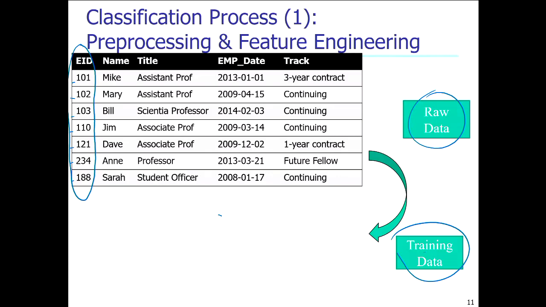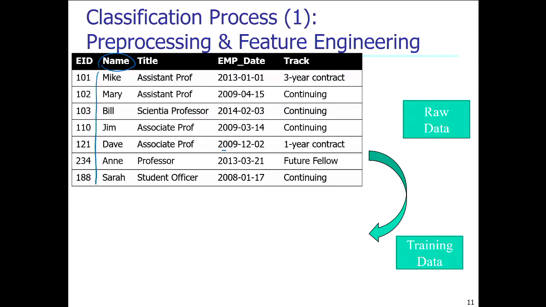So you can think about that this is our object. Our object is a tuple, and we need to extract features. So if we decide EID is most likely, by our prior knowledge, not going to have anything to do with the task we are going to do, we can actually drop it entirely, okay? Then we look at name.